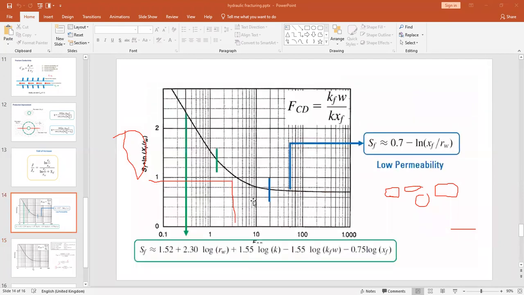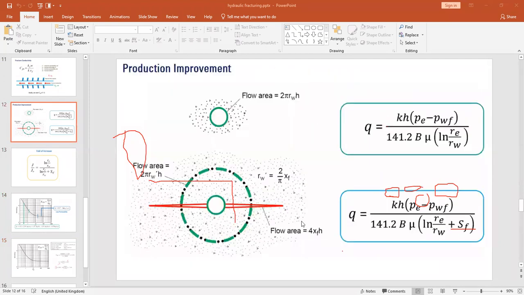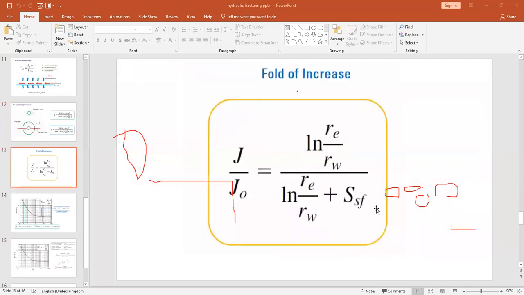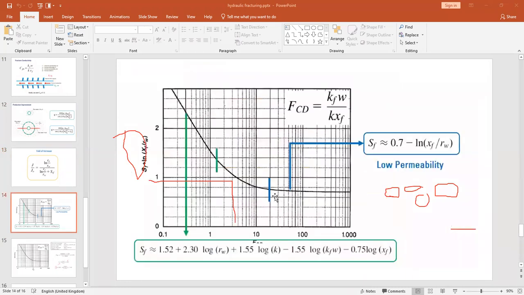And then from there, you also have to indicate this particular formula, that this is the formula that is going to be used to determine the flow capacity of the reservoir after the hydraulic fracturing. You can also talk about the fold of increase. I mean, you should talk about it, not just if you like. You should be able to talk about it to determine the fold of increase.